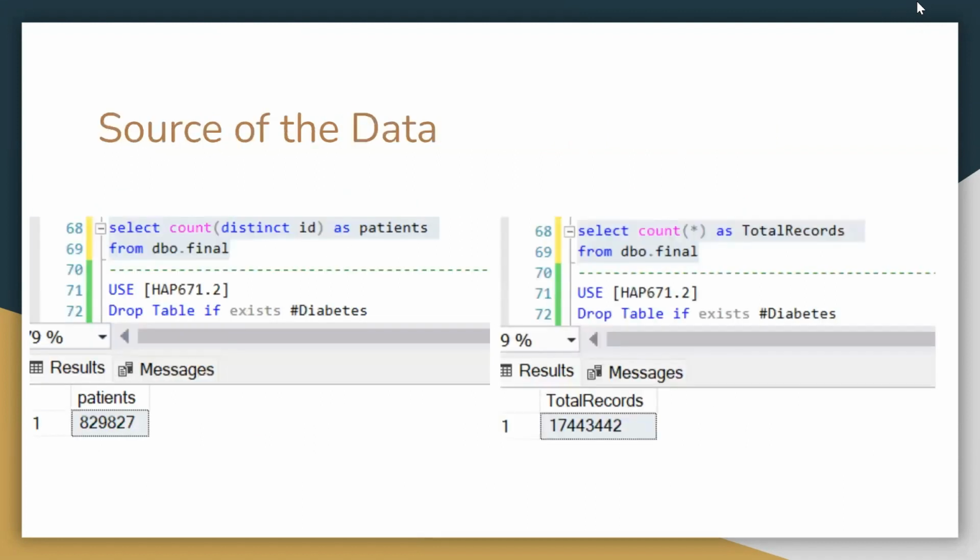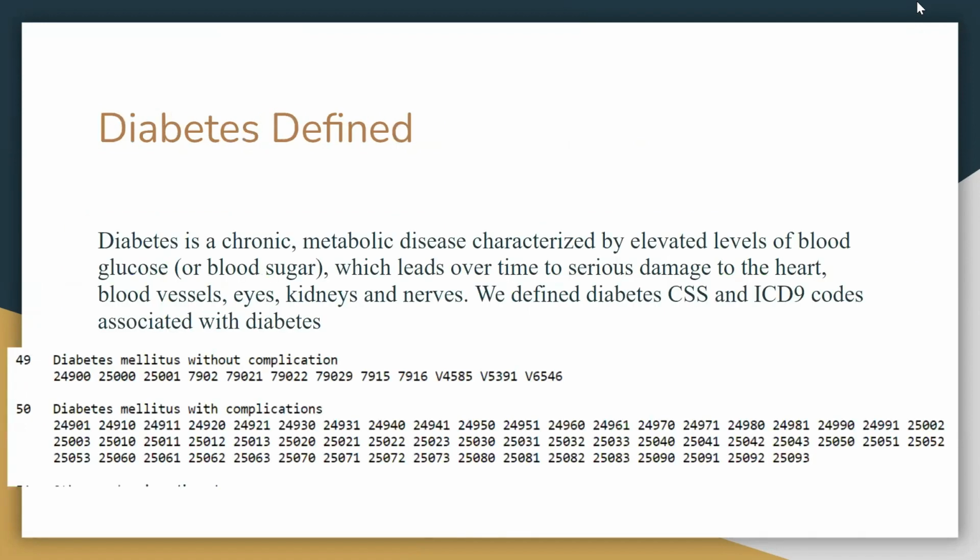So here we take a look at the source of the data, where we took distinct ID from our final database and identified that as patients, as well as selecting a total select count and identified that as total records from our final database. And then we define diabetes. Diabetes itself can be defined as a chronic metabolic disease, as we all know, characterized by elevated blood glucose or blood sugar levels. But we used these CCS codes and converted them into the ICD-9 codes associated with diabetes and used that for our data set.